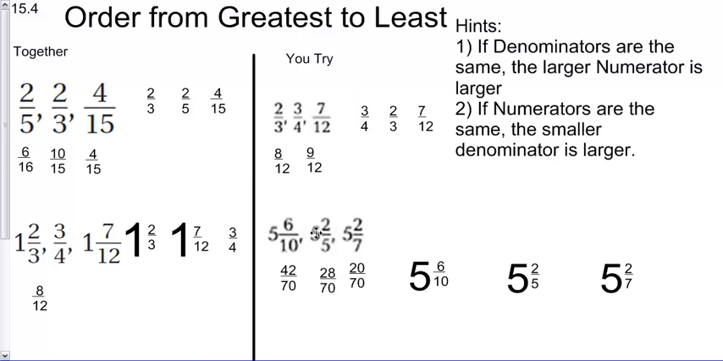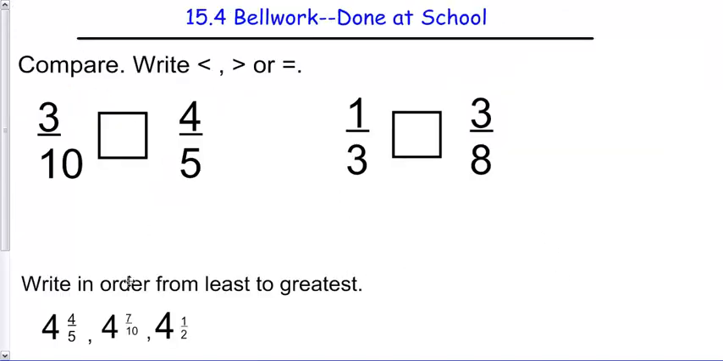Now, here's what I could have done. 6/10 is the only one that's larger than 1/2. How do I know it's larger than half? Well, 6 times 2 is 12, which is greater than 10. 5 times 2 is 10, which is less than 5. 2 times 2 is 4, which is less than 7. So I know that's the largest. Then if I use my hints, numerators are the same, so that means the smaller denominator is bigger. So 2/5 is larger than 2/7. So that's how I could have done it instead.